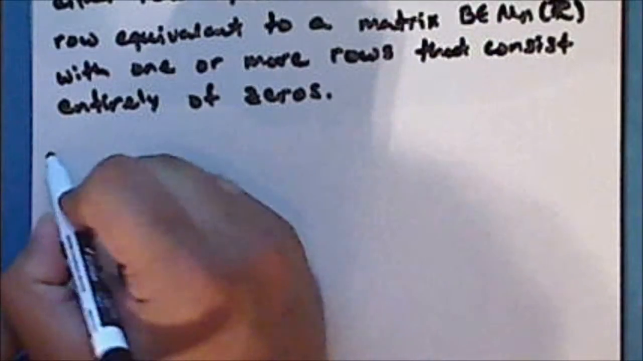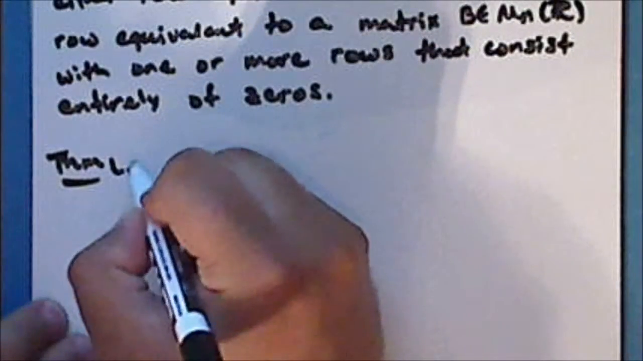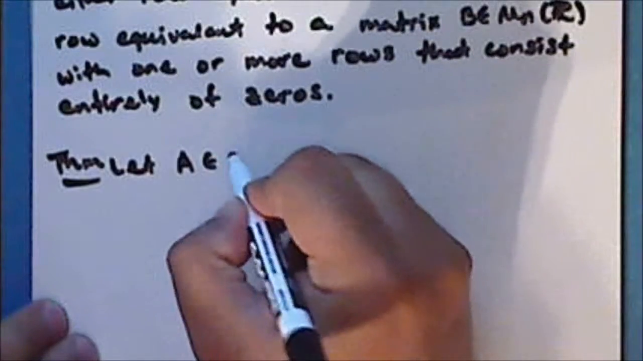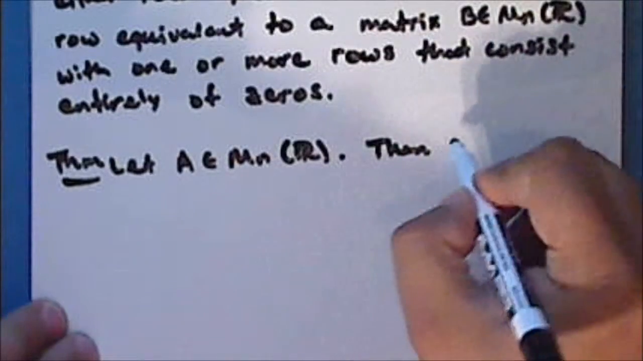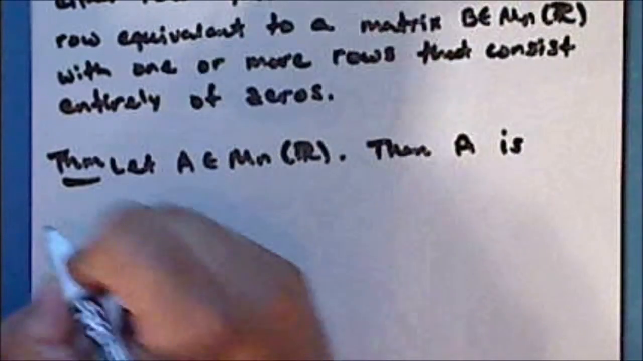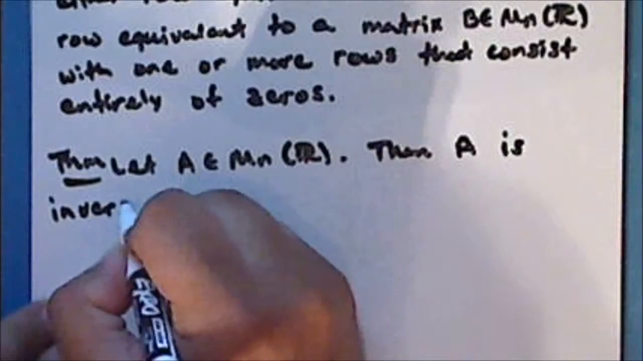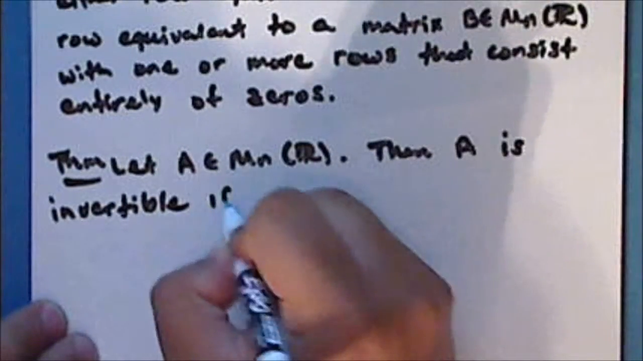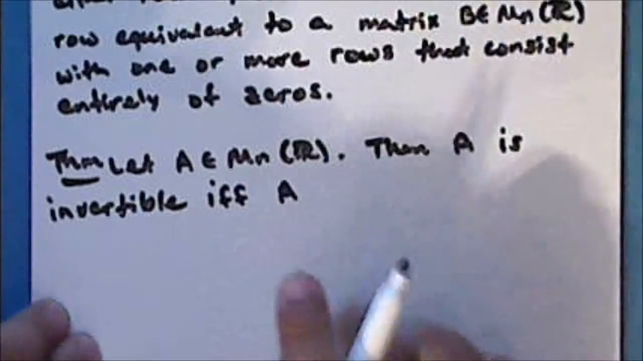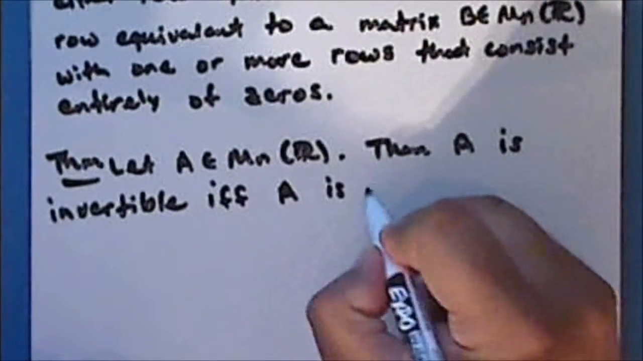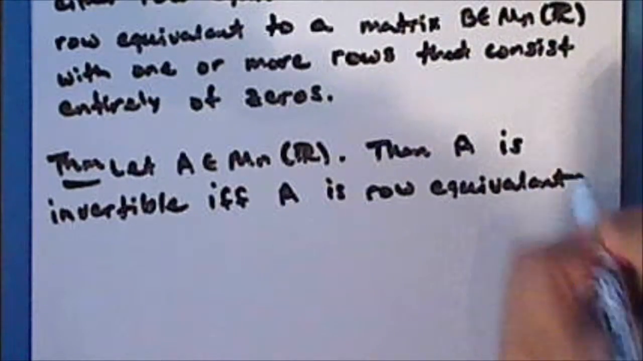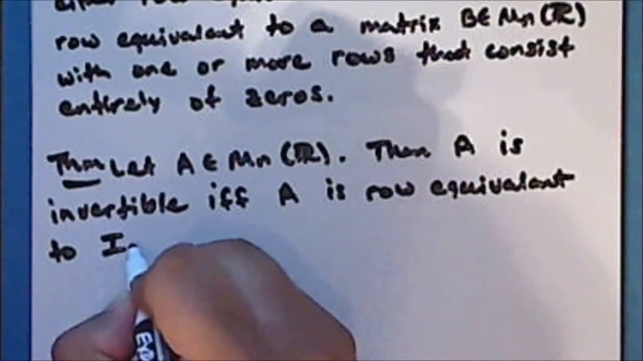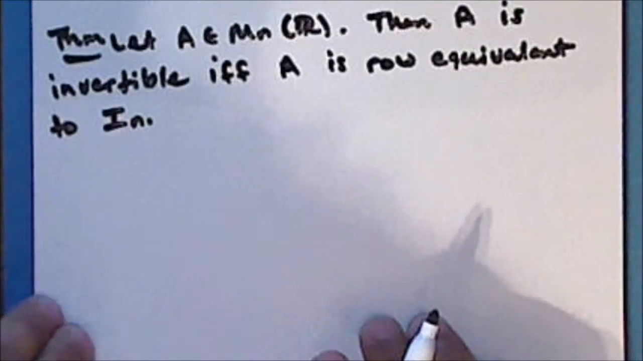So we can use this fact to prove a theorem. Let A be a square matrix of order n. Then the matrix A is invertible if and only if the square matrix A is row equivalent to the identity matrix of order n. So, proof.